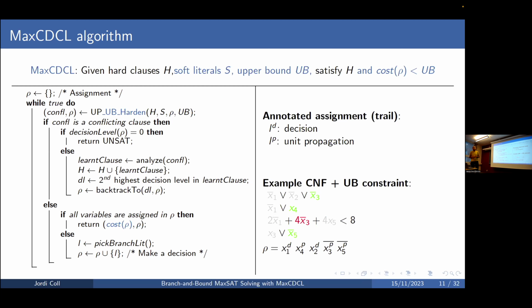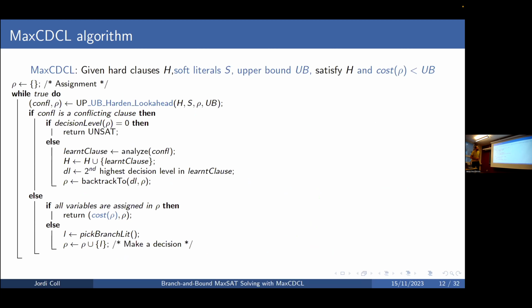Well, actually, this is quite straightforward. There's nothing interesting here. The interesting part comes now, that is, including lookahead into all of this. And lookahead will also happen here. Typically, we will make a decision, we will unit propagate until a fixed point. If no conflict is found, then we run lookahead, trying to hit the upper bound.